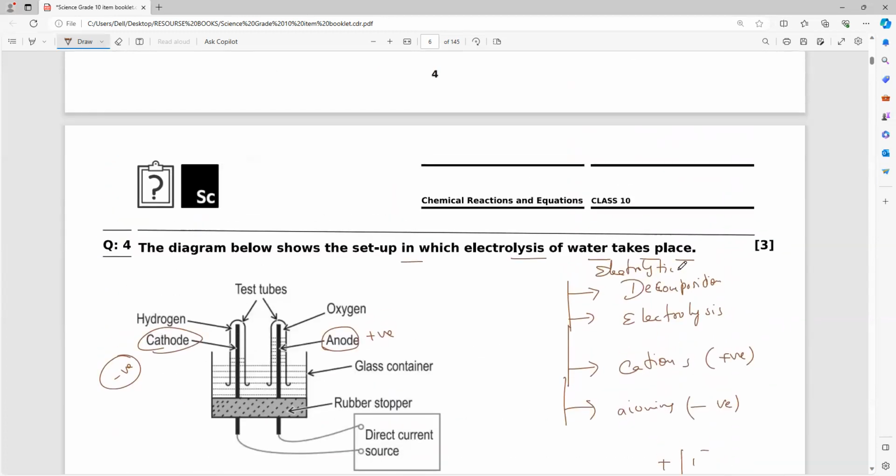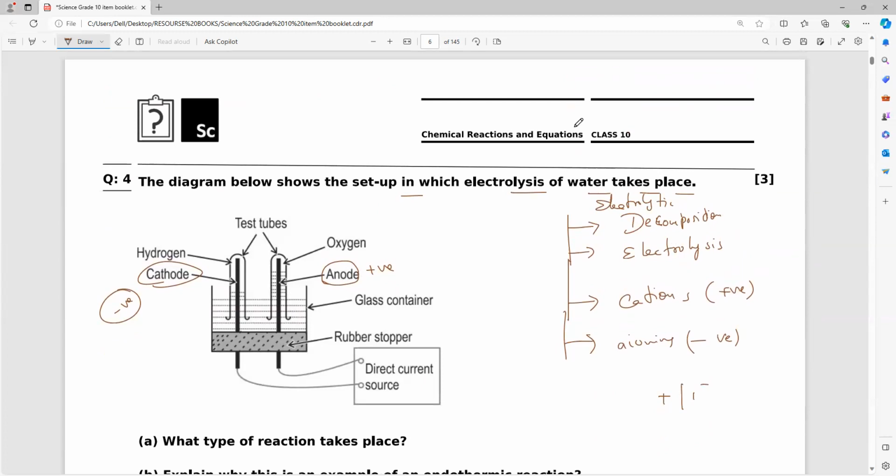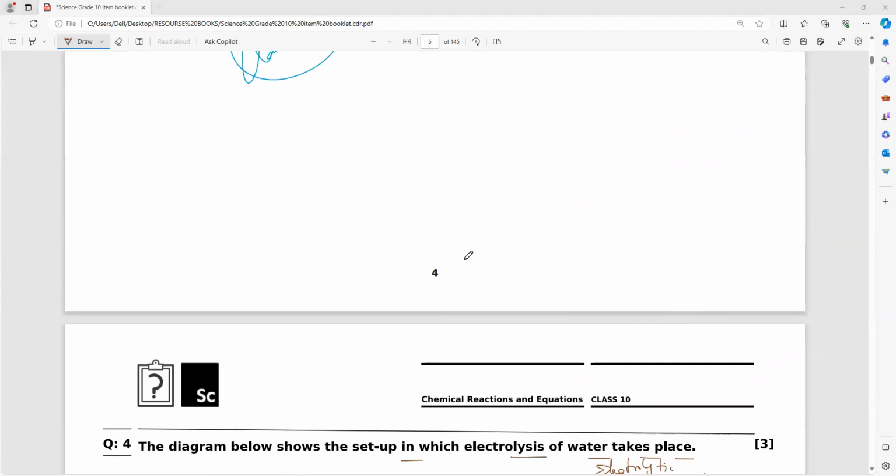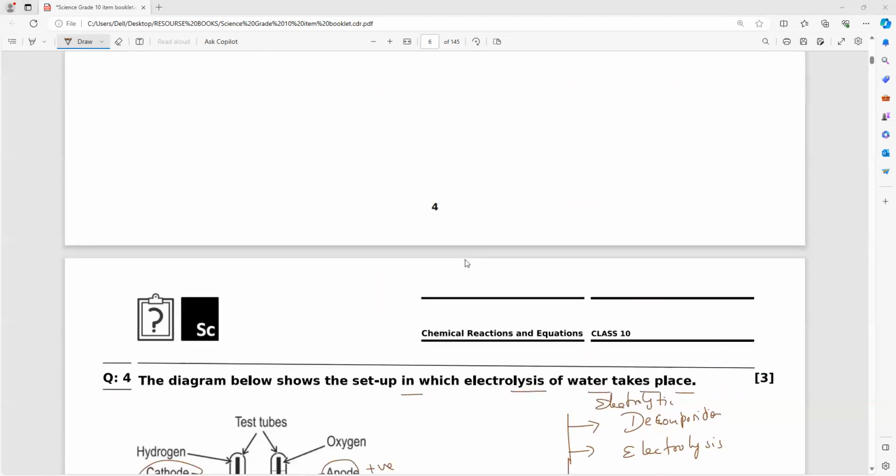And decomposition means one most important thing you forgot. Nobody told me till now. Definition of decomposition: how many reactants? Single reactant. You forgot it. Decomposition itself is a single reactant. It must give how many products? More than one product. Now, electrolysis of water.